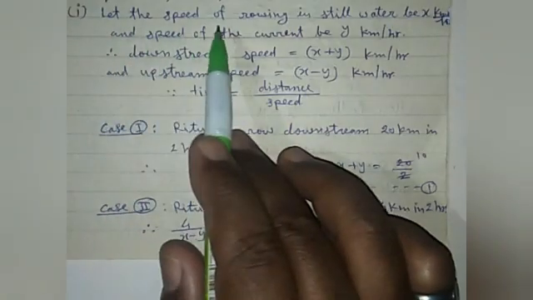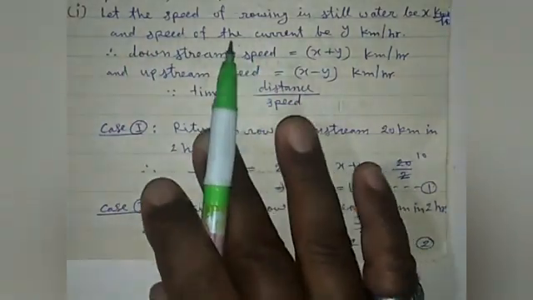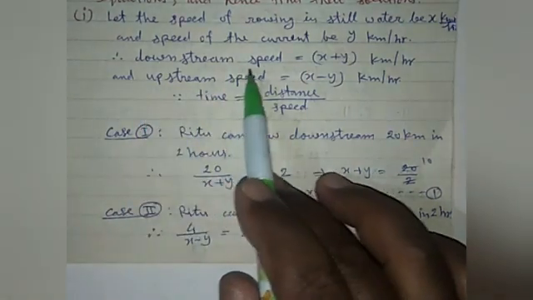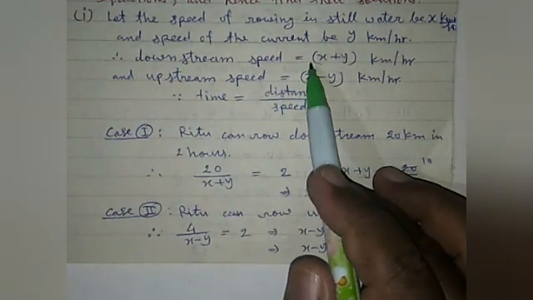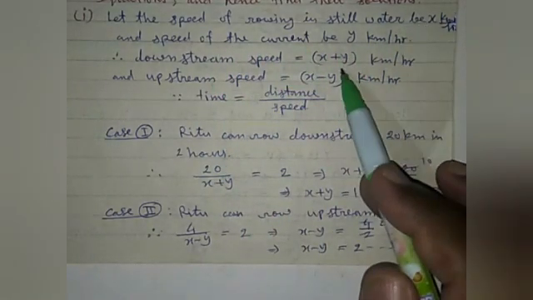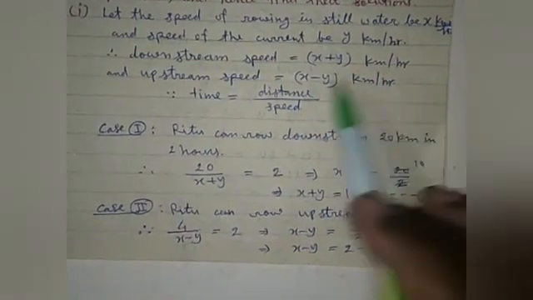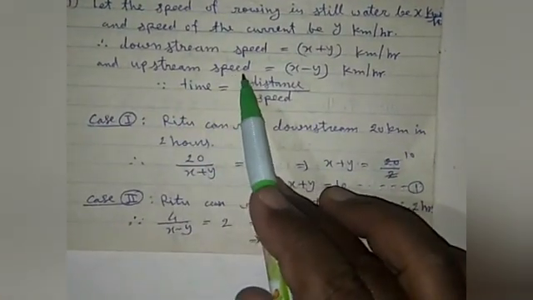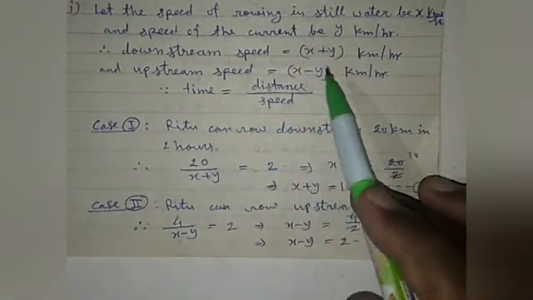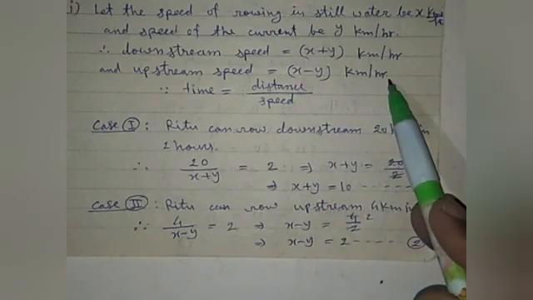Here, let the speed of rowing in still water be x km per hour and the speed of current be y km per hour. Hence, the downstream speed will be equal to the sum of the speed of rowing in still water and the speed of the current. So here it will be equal to x plus y km per hour. And for the upstream speed, the speed of current will be subtracted from the speed of rowing. So here it will be equal to x minus y km per hour.